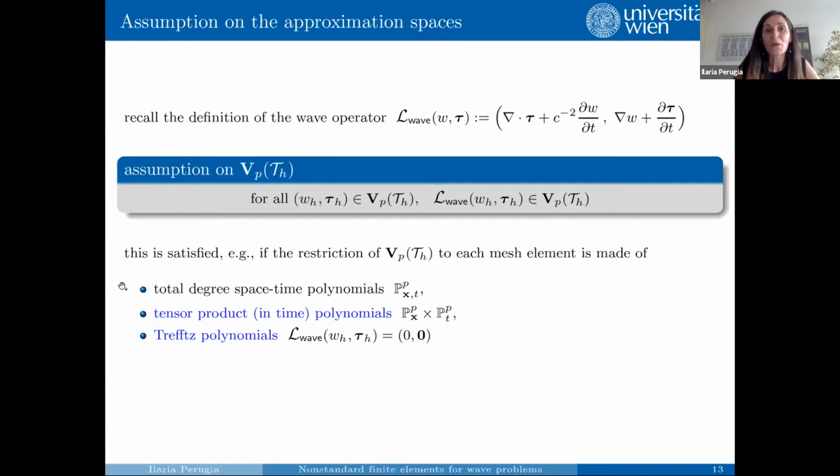So for instance, if you have standard polynomials in space and time, this assumption is satisfied, but it is also satisfied if you have tensor product polynomials in time. And this is trivial if you have the so-called Trefftz polynomials, which means polynomials which are also in the kernel of the wave operator, because the wave operator applied to a Trefftz polynomial will be 0, and 0 is contained in any space.